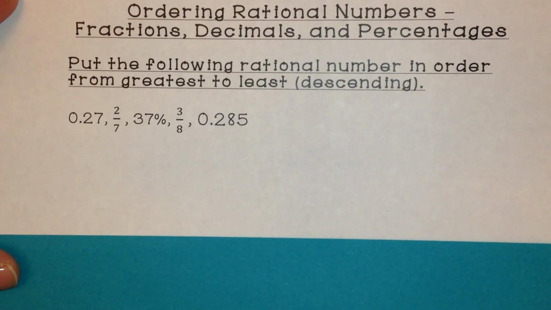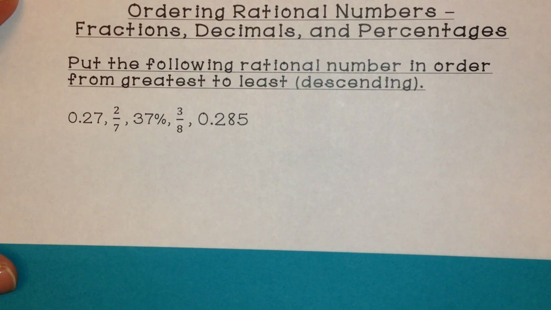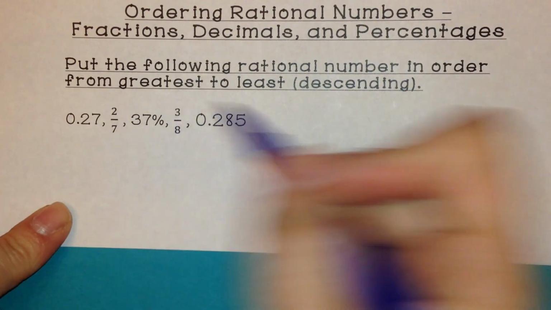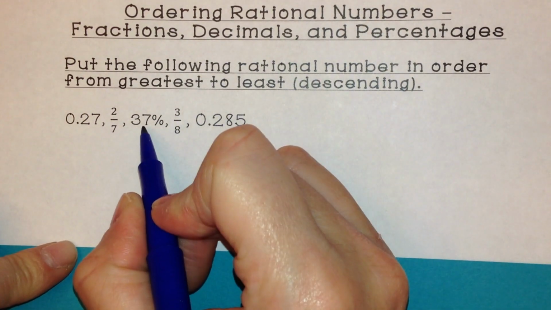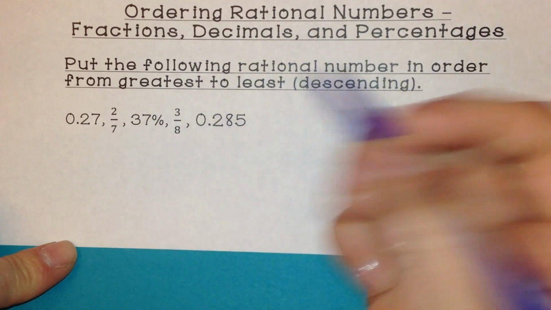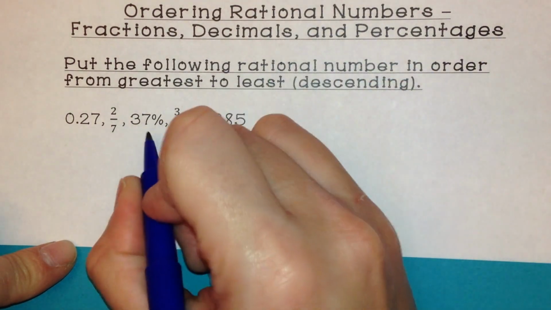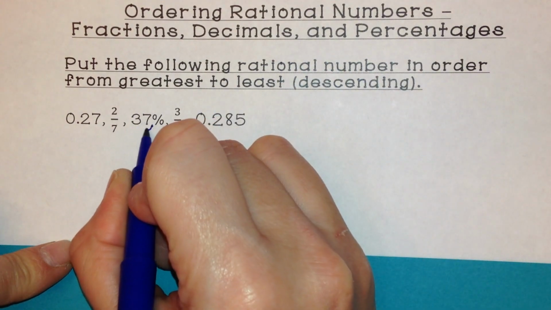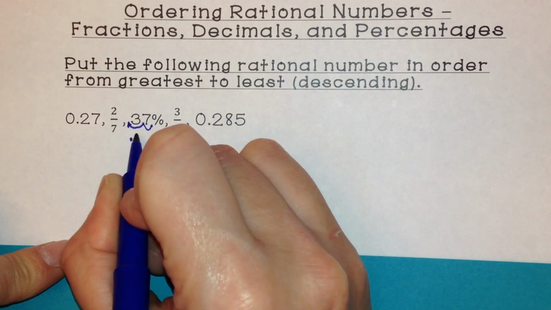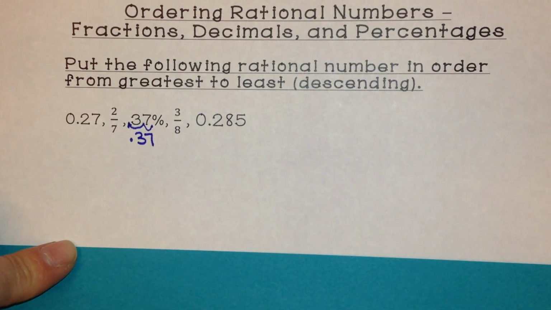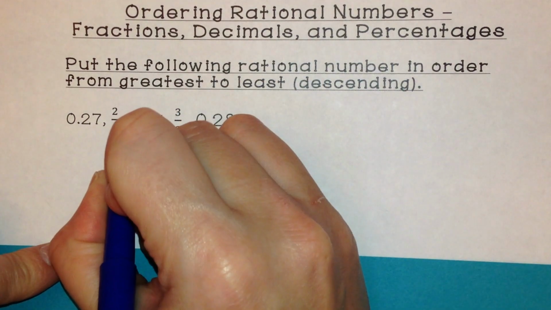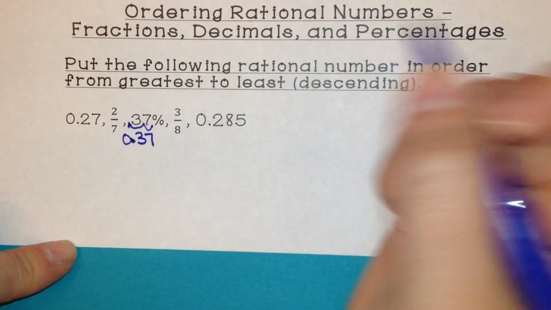So I find that the easiest way to compare these and put them in order is to change them all to the same form. So I would change them all to decimals. All right, so this one's already a decimal. This one's already a decimal. To change a percent to a decimal, all you have to do is move the decimal point 2 spots to the left. So currently it would be behind it. Move it 2 spots to the left and it's 0.37. And I can put a 0 in front of that, so 0.37.